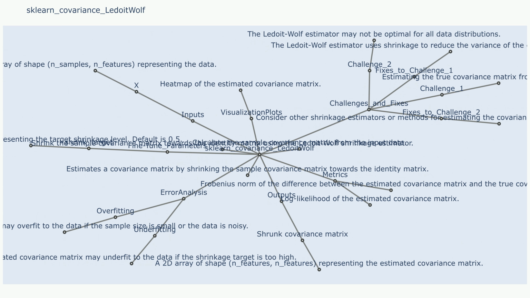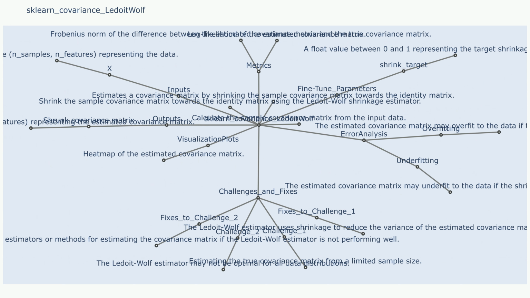Shrink the covariance matrix. The estimated covariance matrix is then obtained by applying the shrinkage coefficient to the sample covariance matrix, effectively shrinking the elements towards a scaled version of the identity matrix. This helps to regularize the covariance matrix and reduce its variability.